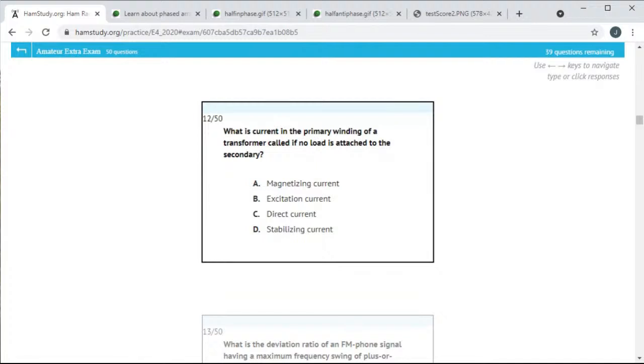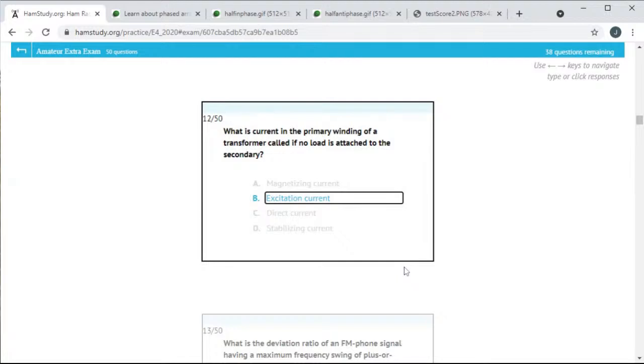What is the current in the primary winding of a transformer called if no load is attached to the secondary? A, magnetizing current. B, excitation current. C, direct current. D, stabilizing current. I believe it's either A or B. I'm going to go with excitation current.